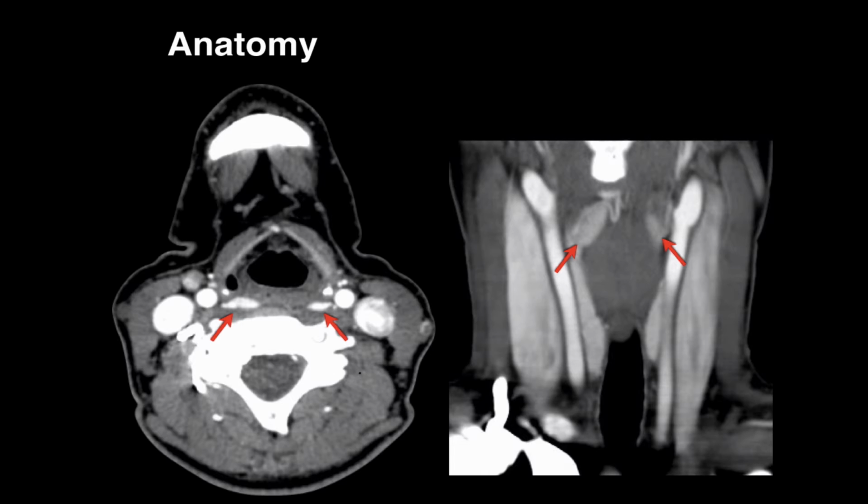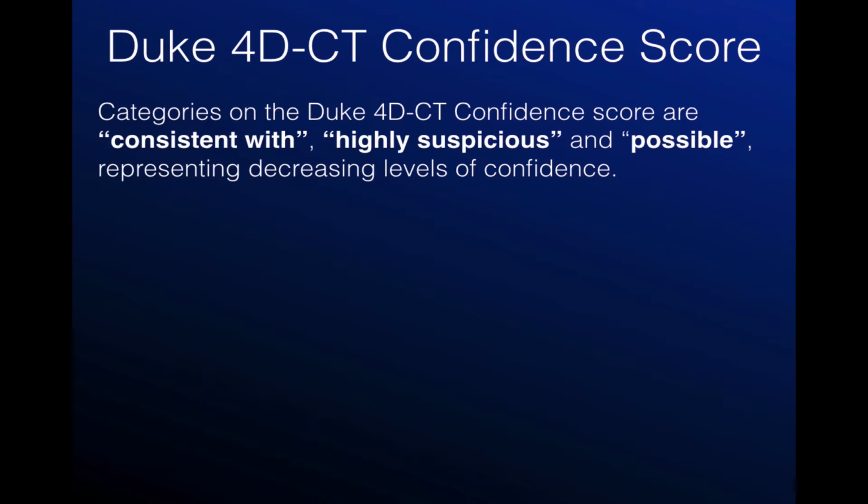Anatomy. 4D-CT provides exquisite anatomy to help plan surgery to make it safer and less time consuming. These are bilateral retropharyngeal parathyroid adenomas. You can even see a large feeding artery going to one of the adenomas. And then the second factor is confidence.